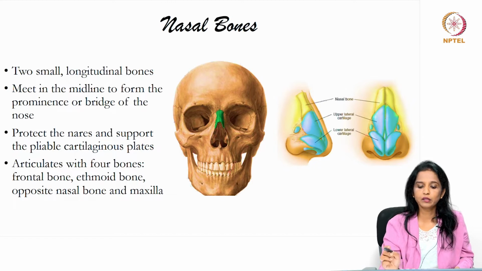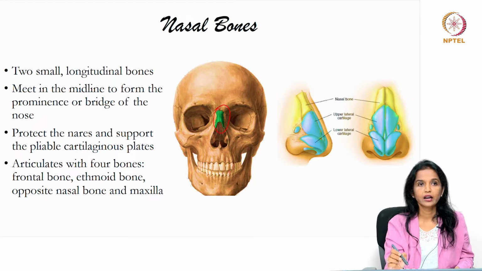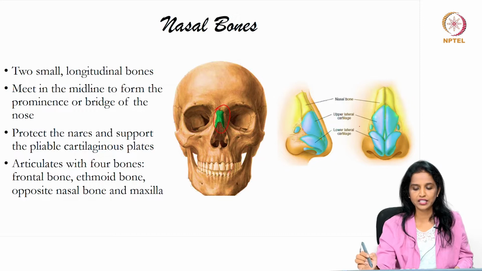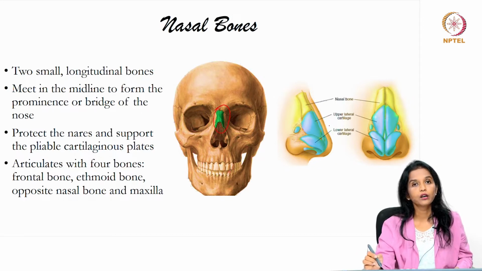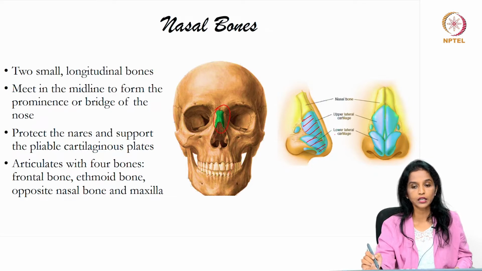So the first one is about the nasal bone. So we all know that we have a very prominent nose, but in that nose only this particular region is made of the bony structure, whereas the other part is actually cartilaginous. So it is a cartilage. Cartilage is actually neither very soft nor very hard of a bone, it is intermediate. So all this blue colored shaded area is actually the cartilage.